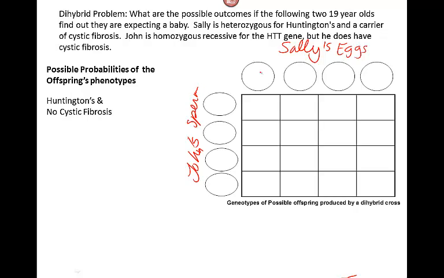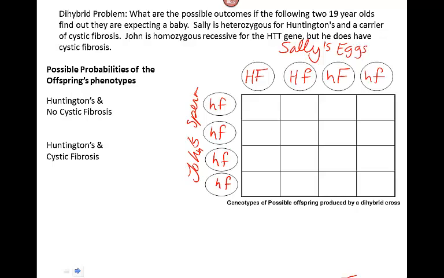And so Sally's eggs can have big H, big F, big H, little f, little h, big F, and little h, little f. John's sperm are all little h, little f. That's all he's got. So we're going to be figuring out all of the possibilities for this child.